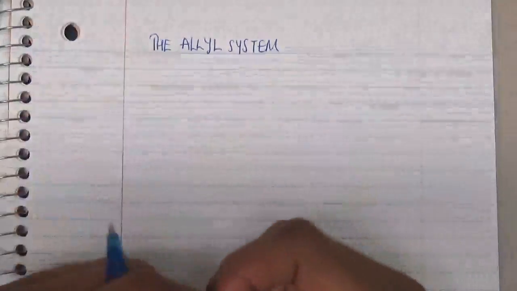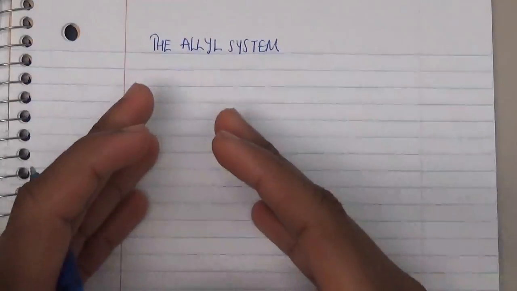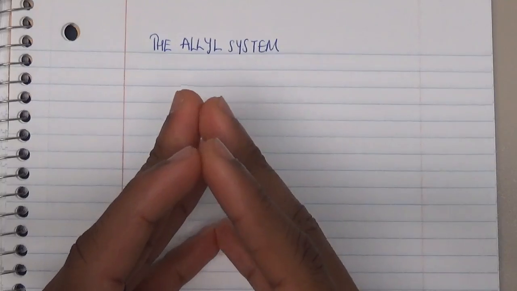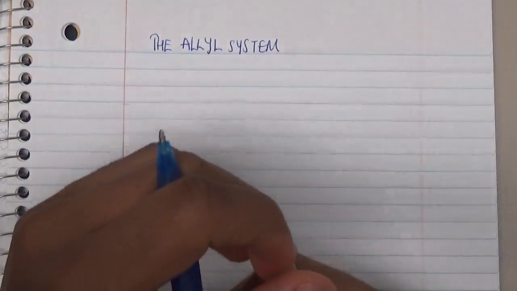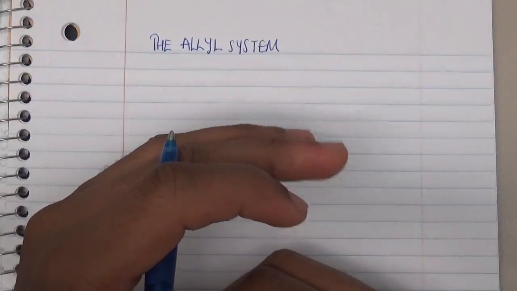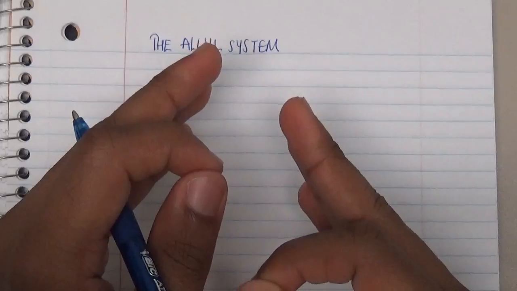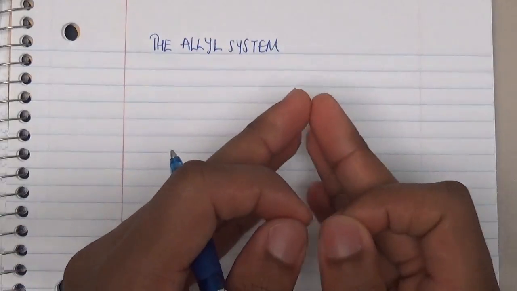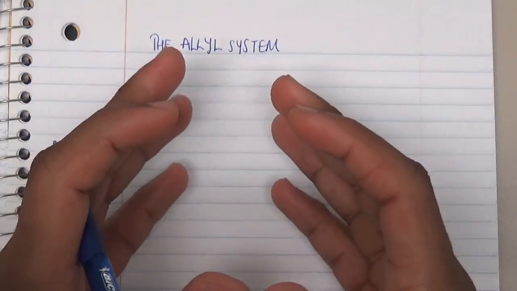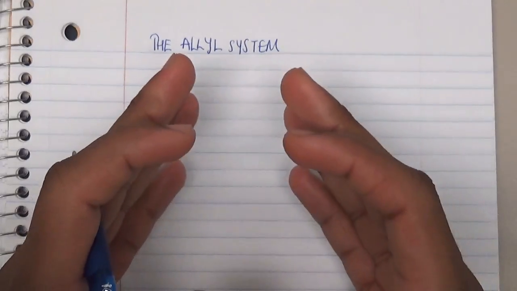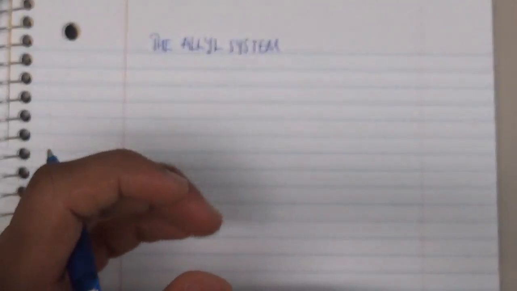So hello everyone again and welcome to my channel, where today we'll be looking at the allyl system. In our previous video we looked at butadiene, which has an even number of carbon atoms with p orbitals, and p orbitals are very important in the formation of a conjugated system for the enhancement of cycloaddition reactions.